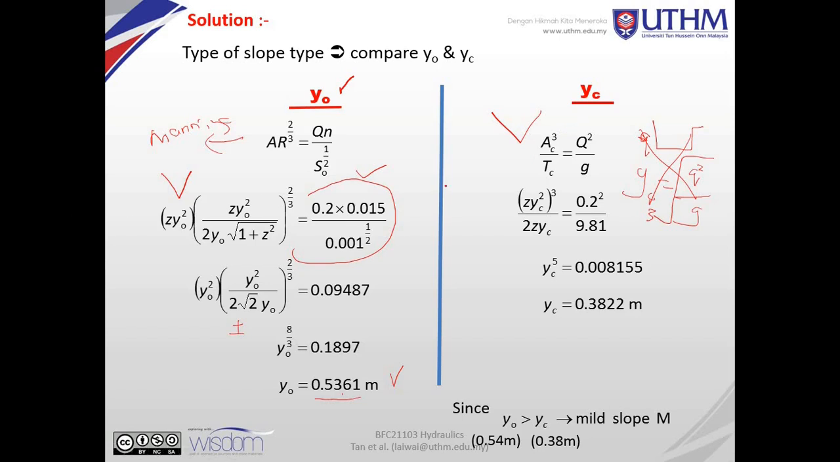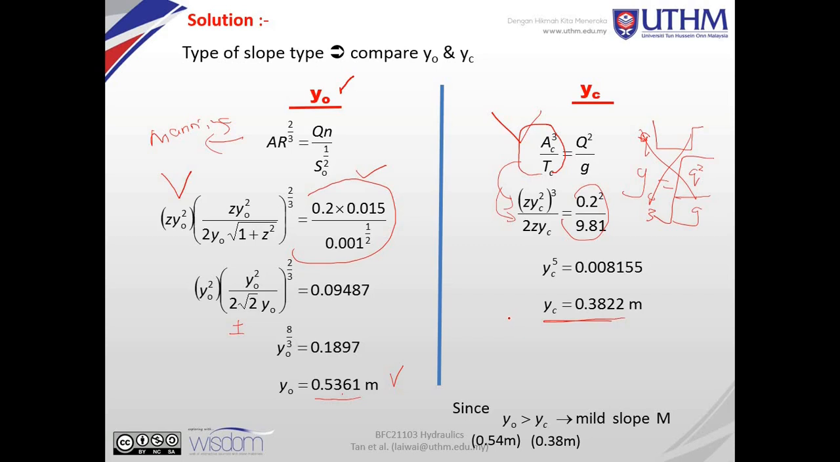So we have here again the same technique. The left side here we need to expand according to the shape of the triangular. So we need to expand A and T according to the correct formula for triangular, and Q and g here are the constant values. So finally we obtain yc is equal to 0.38 meter.